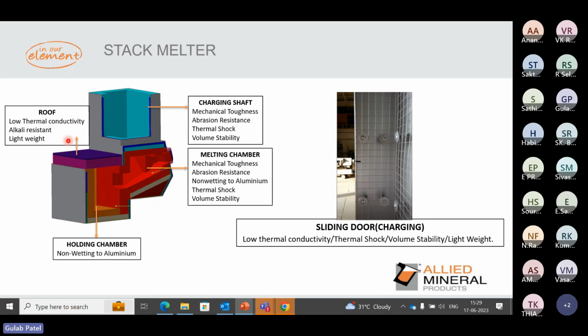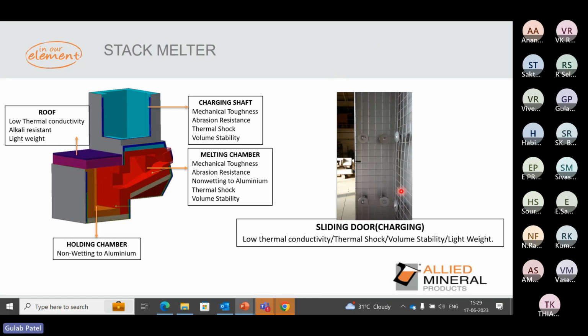Then coming to the roof, that requires low thermal conductivity so that you have a reduced steel shell temperature on the top surface and reduced heat loss from the system. This is mostly the burner area and the open area. Then alkali resistance is one of the factors we have to consider when selecting the refractory product for the roof. Light weight will be an additional advantage.